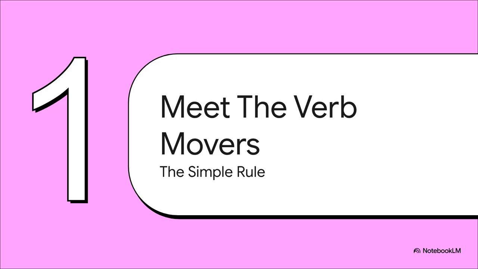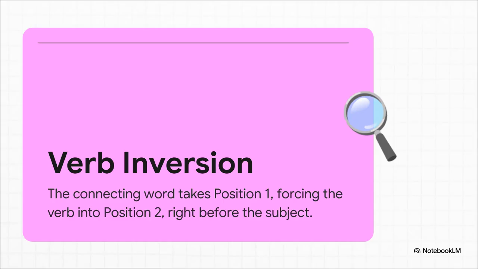Okay, first things first. Let's stop thinking of deshalb and trotzdem as just conjunctions. Instead, let's give them a new name that actually tells us what they do. Let's call them the verb movers. Why? Because they follow one single super simple rule that, once you get it, is going to fix so many of your sentences. And that simple rule has a name, verb inversion.